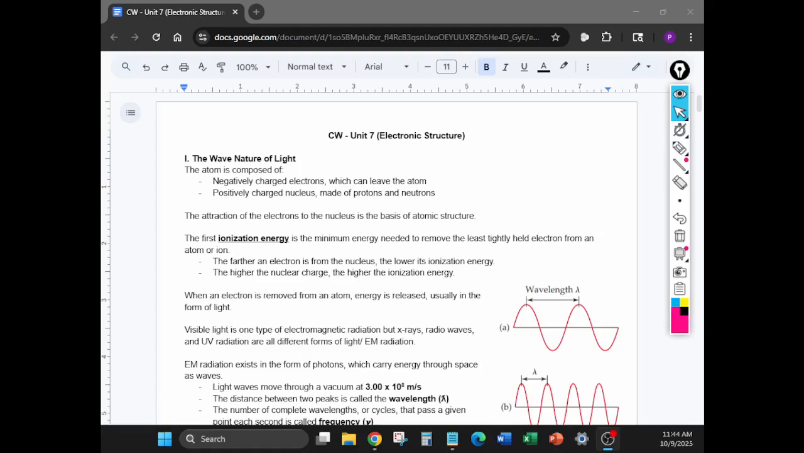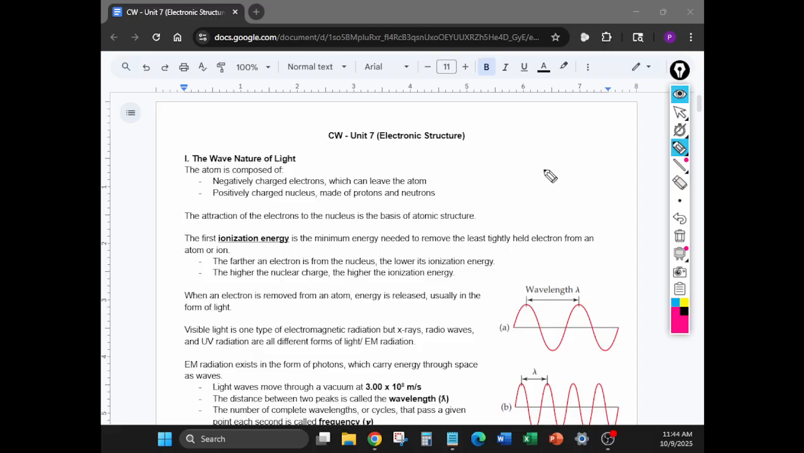Okay, guys, let's start Unit 7. So we did Unit 6, now we're doing 7. First thing we're going to talk about is something called the wave nature of light. So let's talk about the atom, which we're already familiar with.